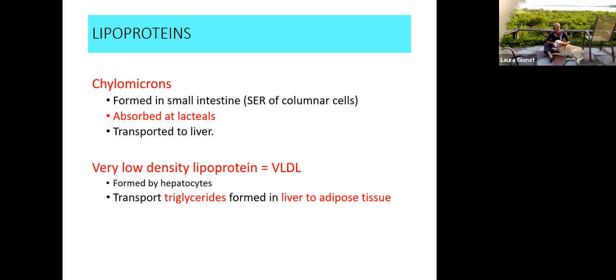It is exocytotically released on the basal surface, so it can enter into a lacteal. And then it gets transported through the lymphatic system, through the subclavian veins, and ultimately transported back to the liver. Very low density lipoproteins, or VLDLs, are now the next step, formed by hepatocytes in the liver. They transport triglycerides formed in the liver to adipose tissue, where we store fat. Adipose cells can shrink or swell depending on the availability of different VLDLs.